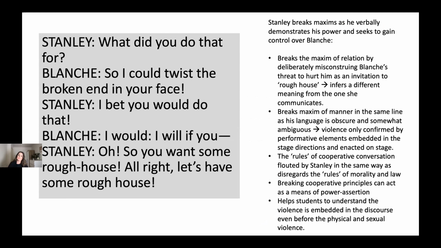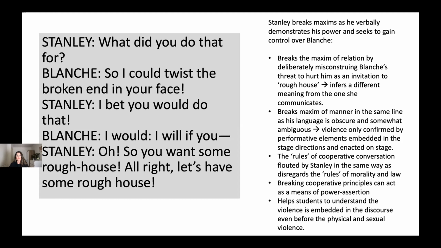Okay, so in this exchange then, Stanley breaks several maxims, and this is significant because this is a section of the play where, if you know the play well, you'll know this is soon before he rapes Blanche. So before he commits this act of violence, his language also reflects his violence and demonstrates his power and seeking to gain control through the way he flouts Grice's maxims.